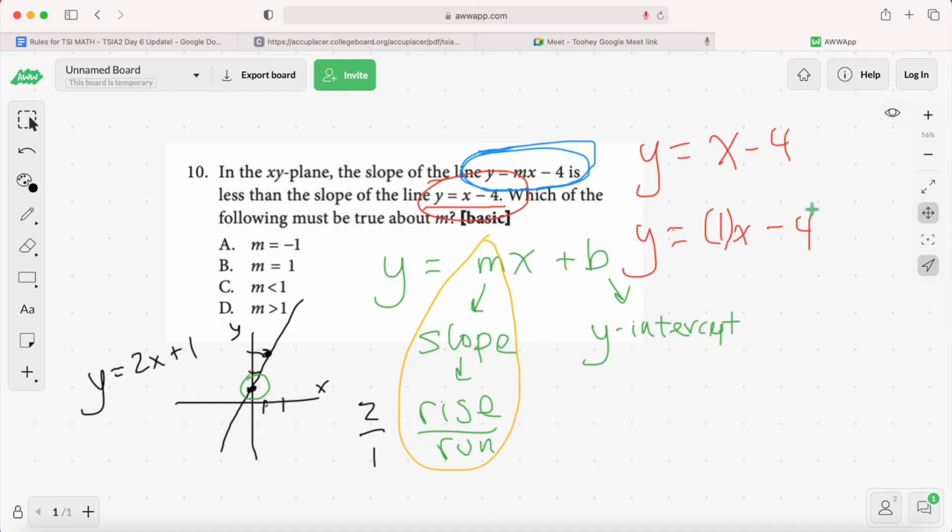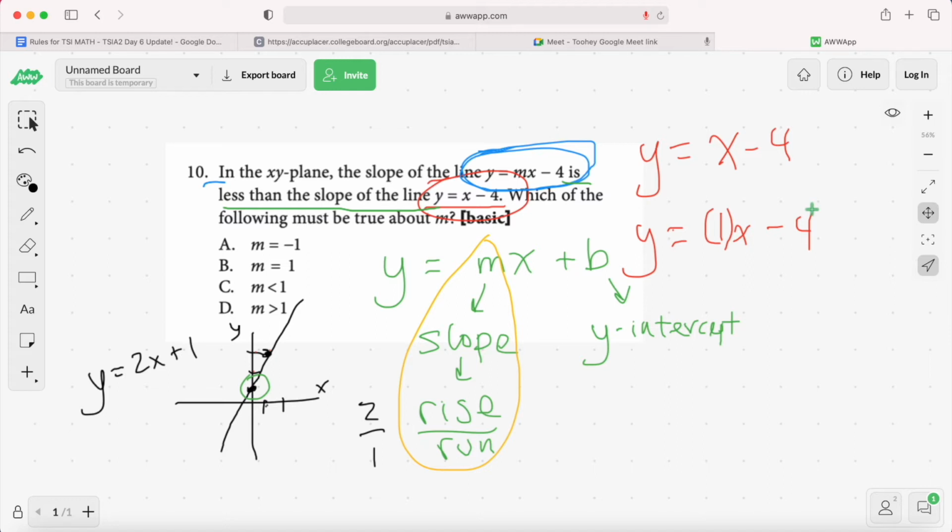Now, it's a little bit trickier because look at answer choice A. A could be true. M might be -1. The key is the slope of the first line is less than the slope of the second line. They tell us that in the question. So M could be -1. It could be -2. It could be -3. It could be 1/2. Maybe 0. It could be -1,000,000.